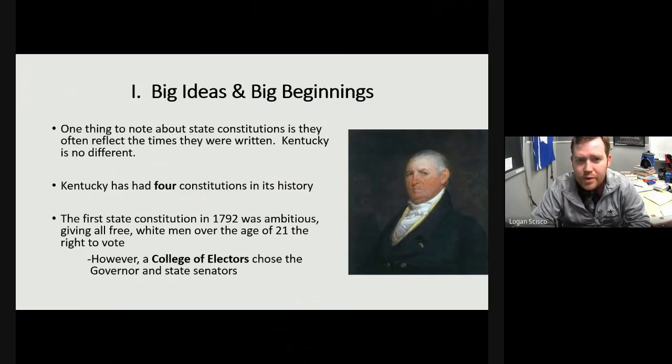And if that title sounds familiar, remember that we have an electoral college in the United States where indirect representatives cast their ballots for the presidency of the United States. So at the time that Kentucky's first constitution was established, there was a college of electors that chose the governor and the state senators, not the voters directly.